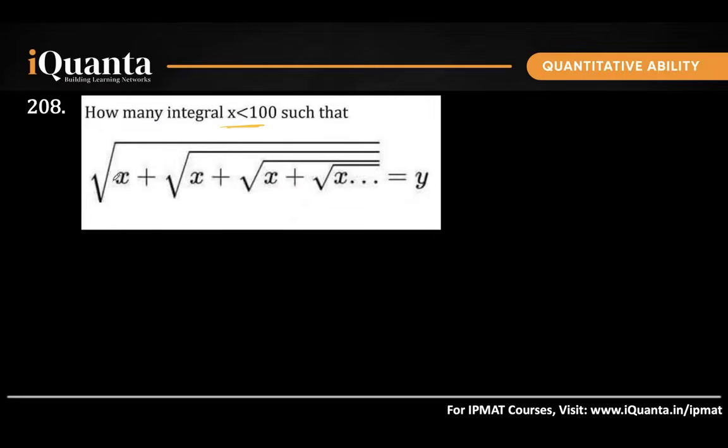So this is x, root of x plus root of x. So this is infinitely containing root inside the root. This entire thing is equal to y. So can I just say that this can also be taken equal to y? Because these are infinite roots, x. It can be called y.